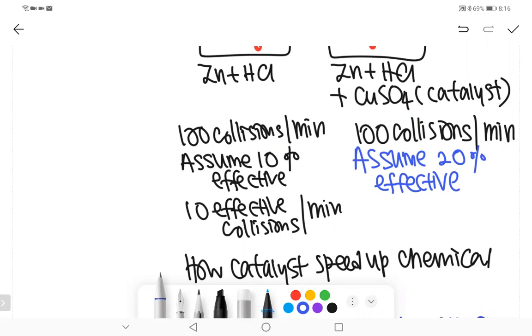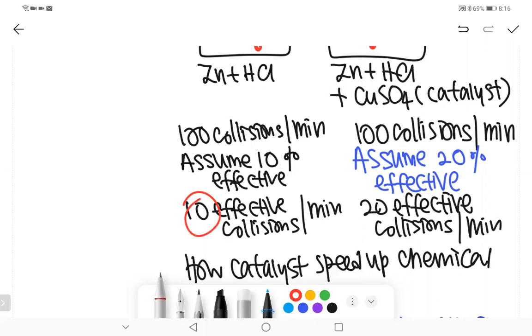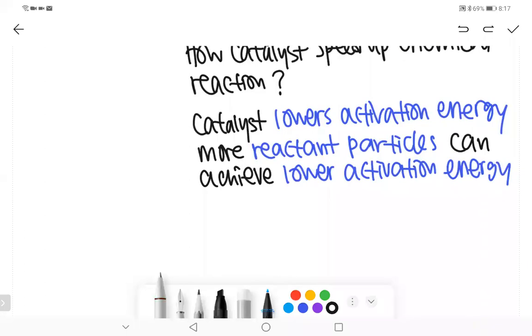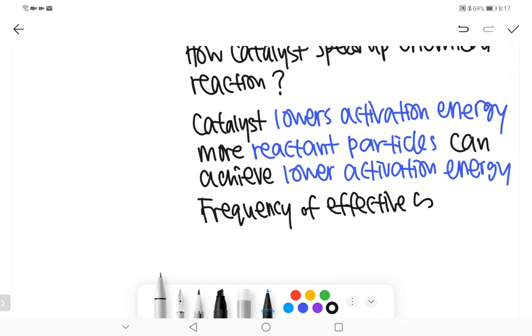So when we add catalyst, we lower down the activation energy. When activation energy is lower, more and more particle can achieve that. When more particle can achieve that, let's say now 20% out of 100, we have 20 effective collisions per minute. So you see, just now 1 minute got 10 reactions, now we got 20. The reaction is still faster, although the number of collision never changed. Just now collide 100 times, now still collide 100 times. But how come the reaction becomes faster? It's because frequency of effective collision increases.